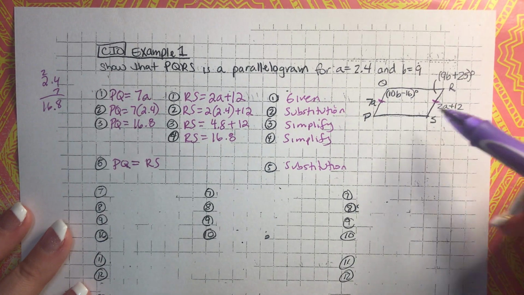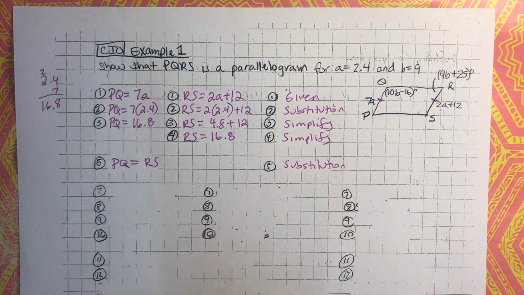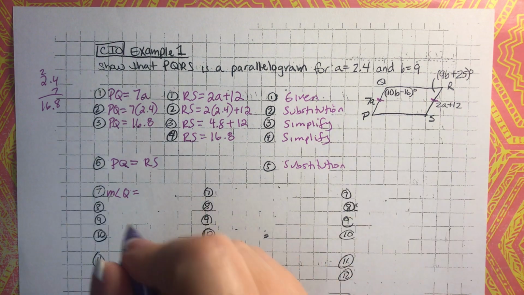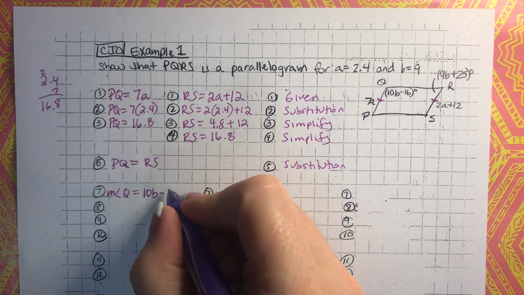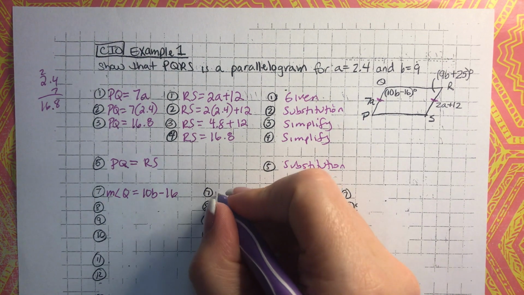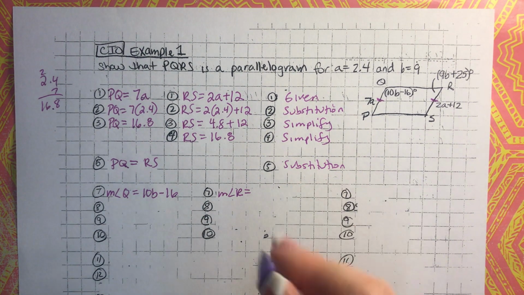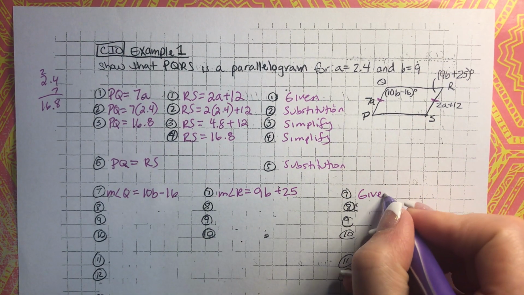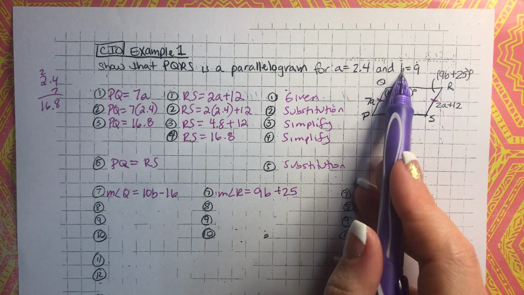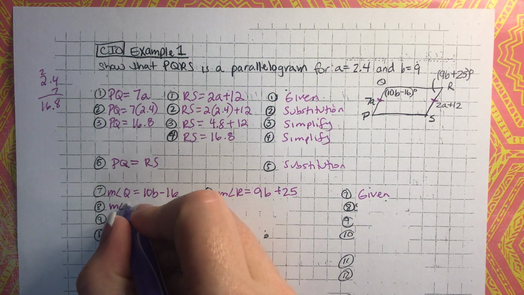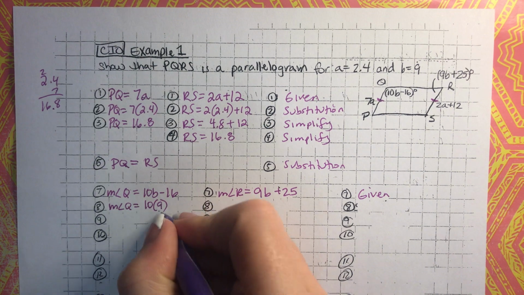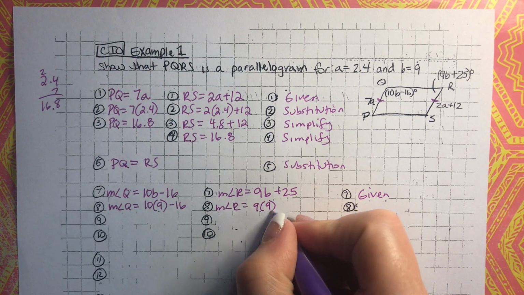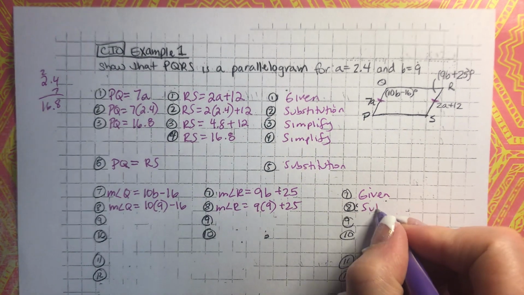Let's go ahead and try to figure out the angles now. So I'm going to say the measure of angle Q is equal to 10B minus 16, and the measure of angle R is equal to 9B plus 25, and that's given. And then we're going to substitute what? B is equal to 9. I'm just substituting it in both places. That's just substitution.